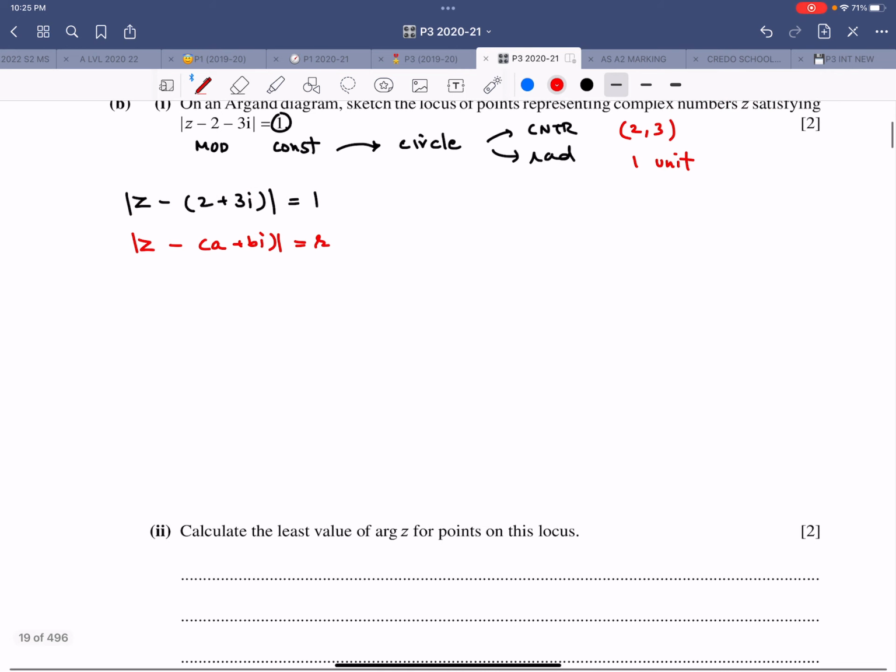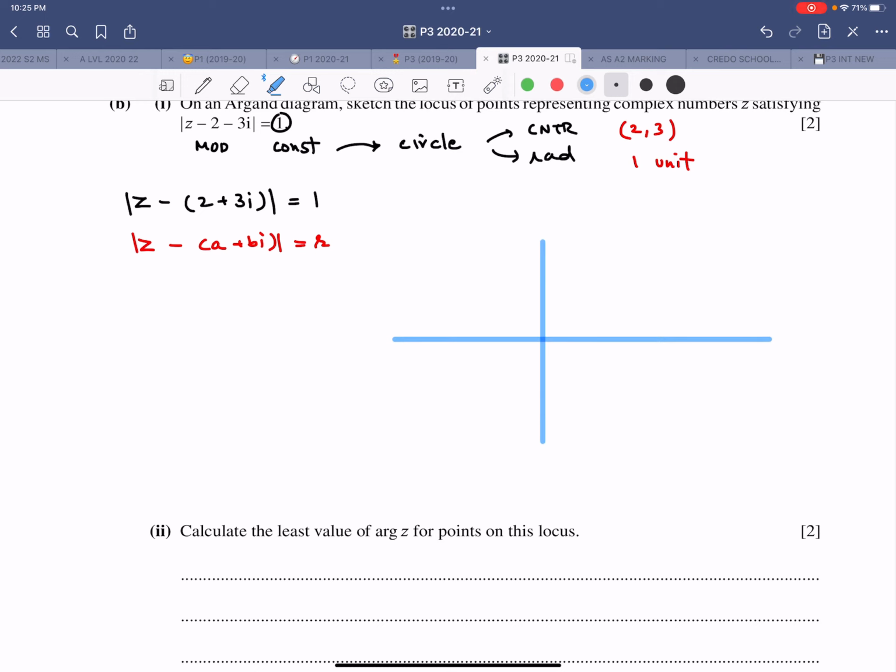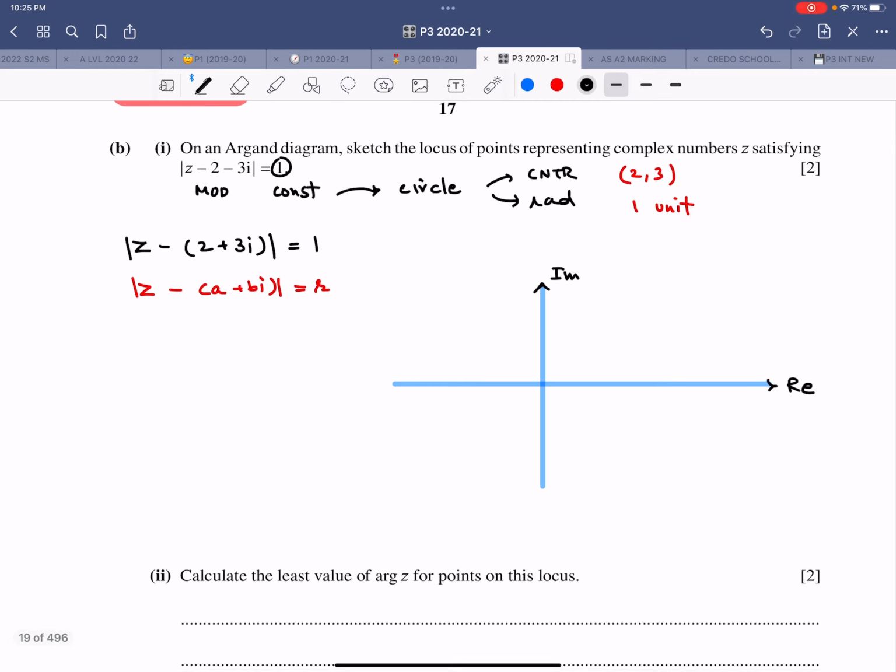So first of all, let's draw this. This is the x-axis and the y-axis, actually a real axis and an imaginary axis. This is imaginary, this is real. Let me draw a circle first, an empty circle. The center is (2, 3), and the radius is 1 unit. So let me draw a small one, and somewhere over here (2, 3) is like this. So this is 2, this is 3i, and this is the center.